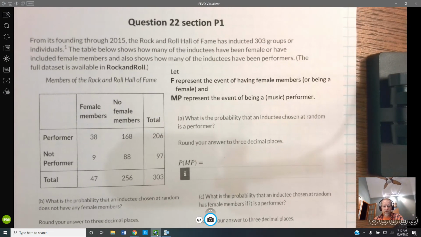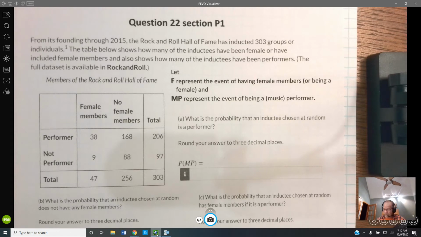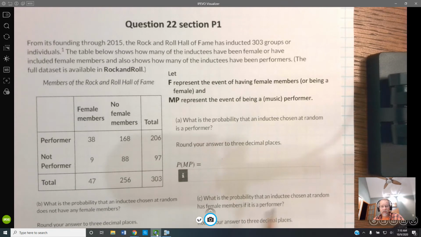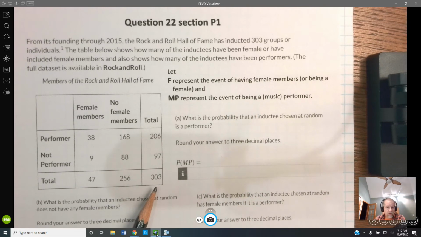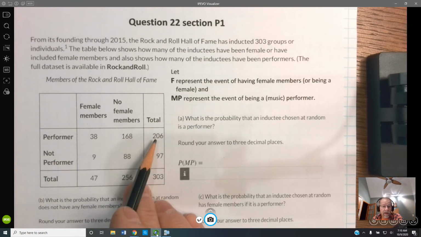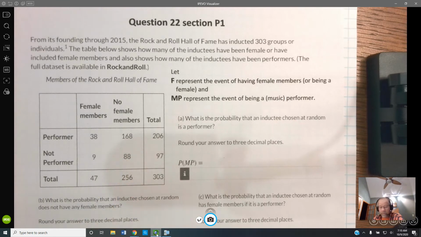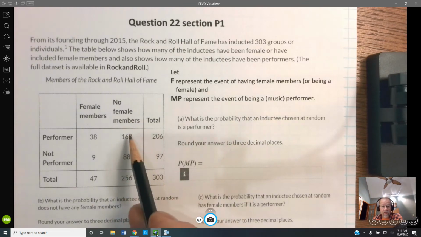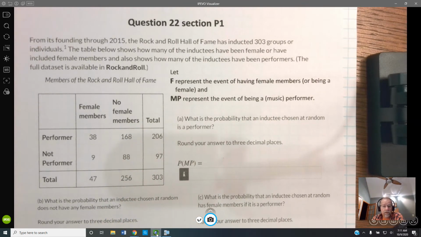Okay. So first of all, let's get a background for where we are here. So these are people who are inducted into the Rock and Roll Hall of Fame, and there are 303 total inductees in 2015. So of those 303 inductees, we have people who are performers, people who actually play musical notations, and then we have people who are not performers. We have people who are female, and we have people who are not female. Okay, they have no female members, so you're not a female if you're in here. We're going to do some calculation.